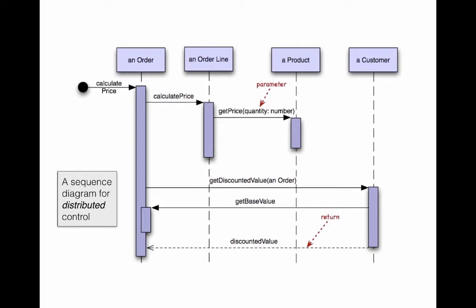So let me ask you this question. What do these two different sequence diagrams, the centralized and the distributed one, represent? And I'll give you a couple choices here. A, do they represent two different ways of visualizing the same method, calculate price, in the order class? B, do they represent two different executions of the same method? Or C, do they represent two completely different ways of implementing the calculate price method? Please pause the video and try to figure out which answer is correct.